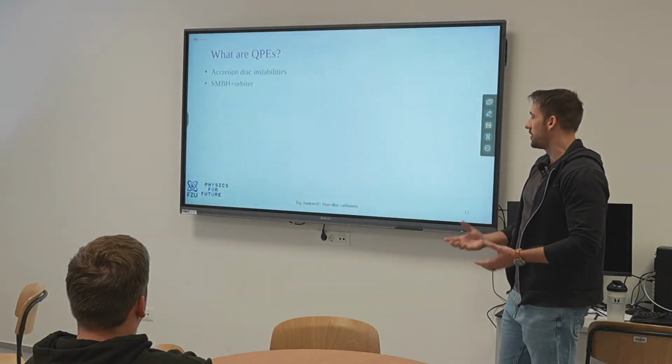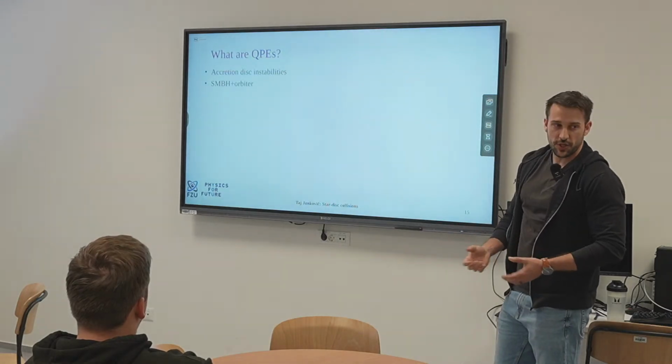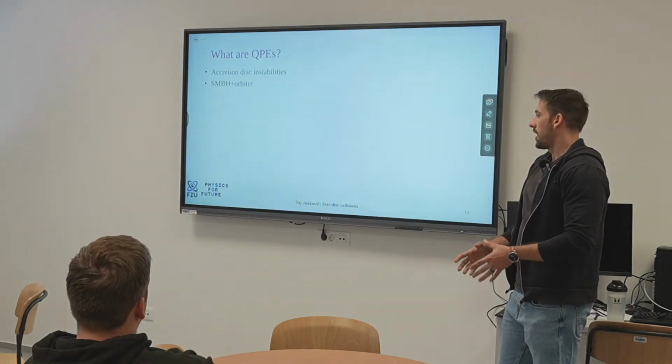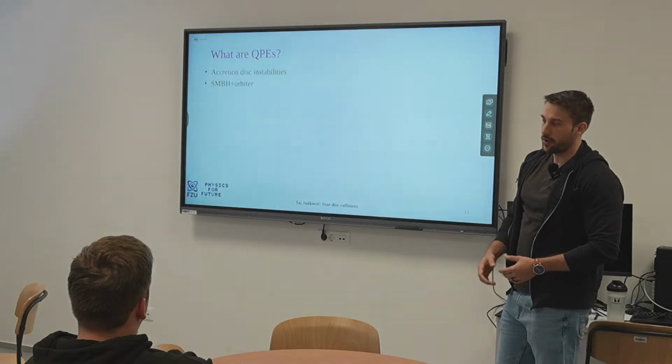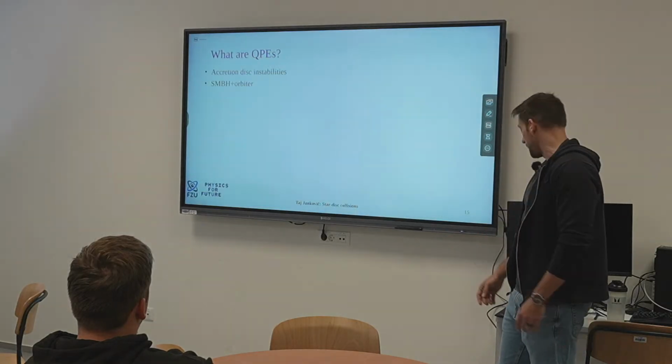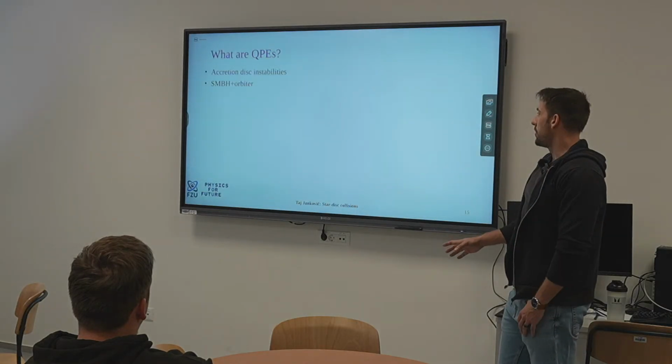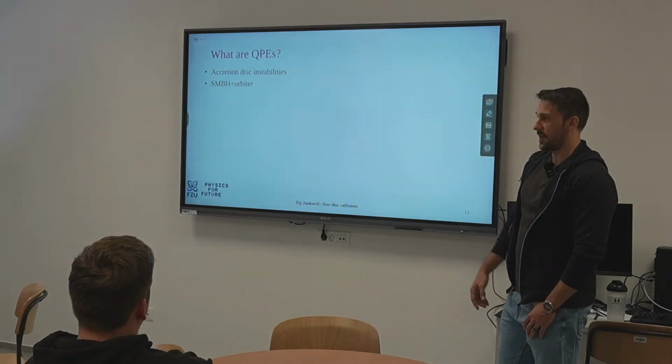Something related to instabilities in an accretion disk, or that you have a supermassive black hole and then an orbiter. So another body close to the black hole that is somehow causing these QPEs. And I will briefly mention 2 models and then focus on the star disk collision model.